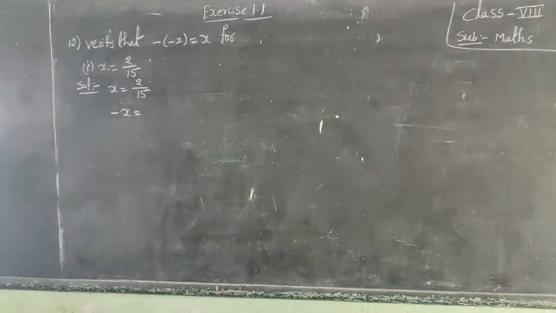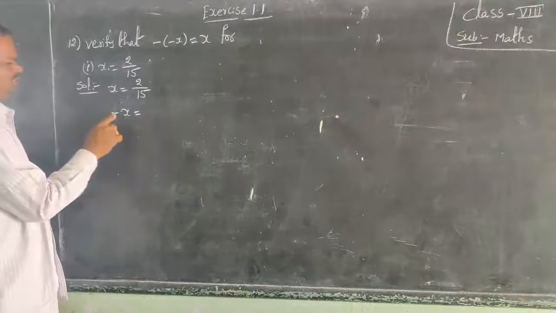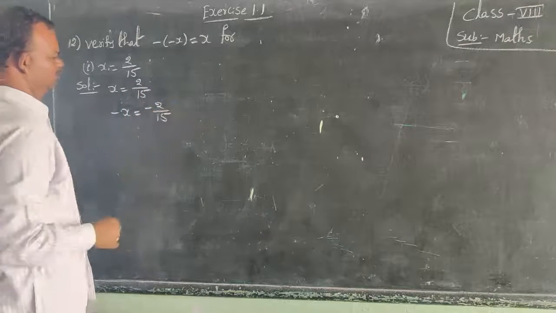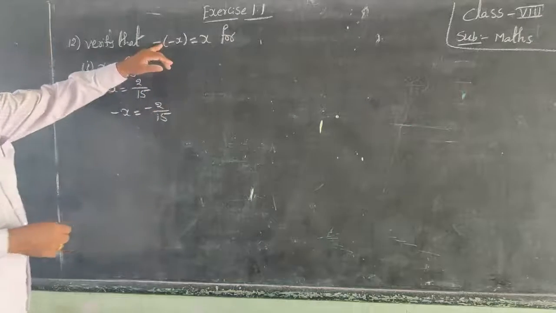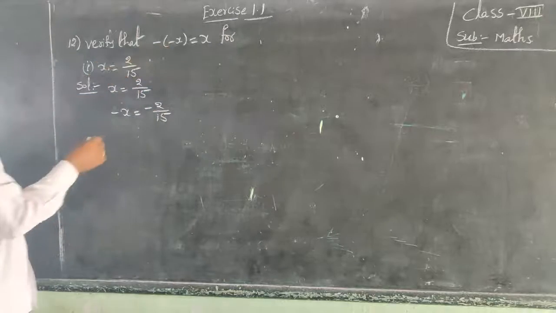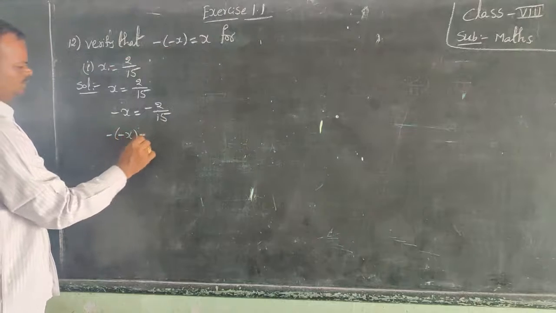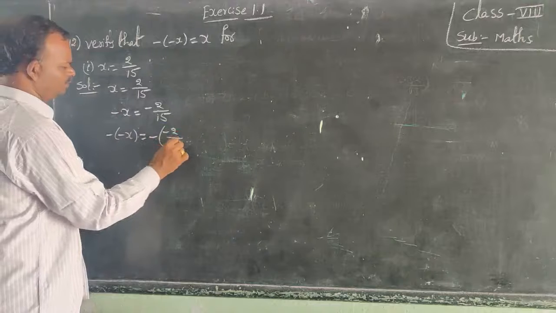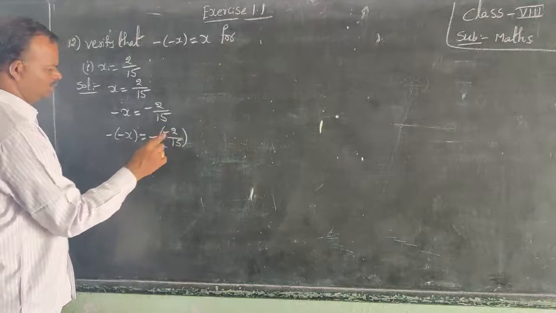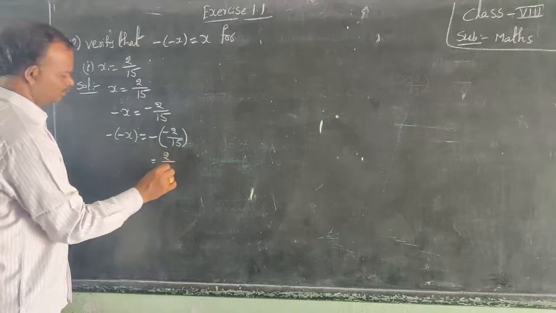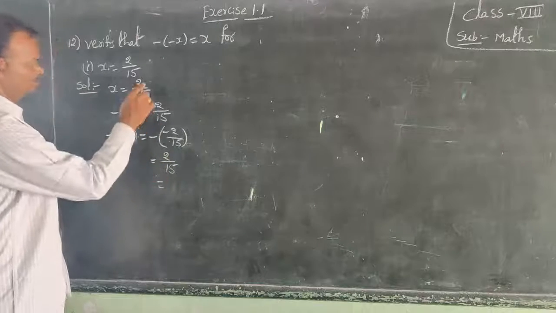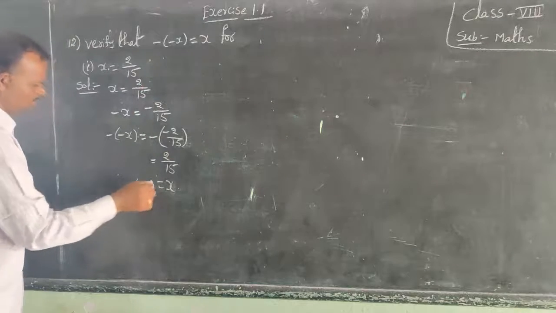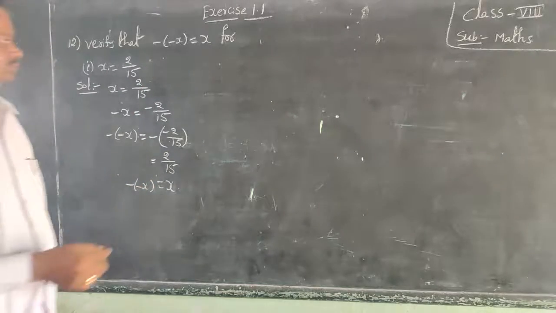Minus x, that means we are taking a minus symbol, so here the value is minus 2 by 15. And the given value is minus of minus x. That means minus of minus x is equal to minus of minus 2 by 15, that is equal to minus into minus plus 2 by 15. 2 by 15 is equal to x. Therefore, minus of minus x is equal to x.